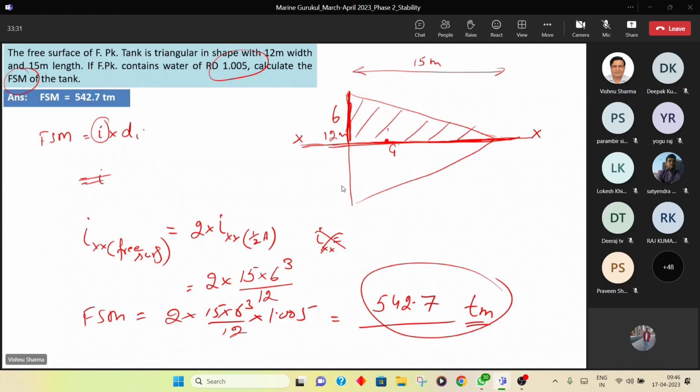Everybody is good with this question, guys? Any doubts? Why we have taken 15 as the base? Why we have taken 6 as the height? We have dealt with this.